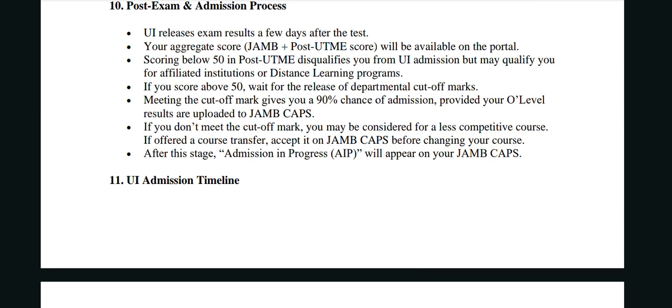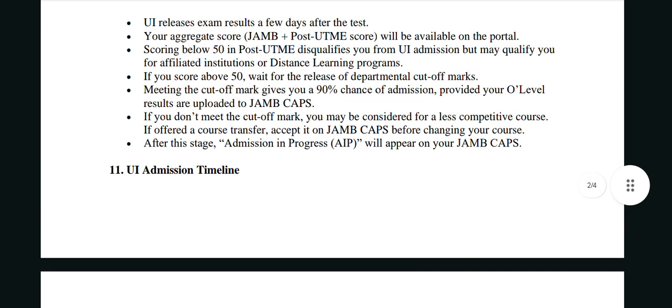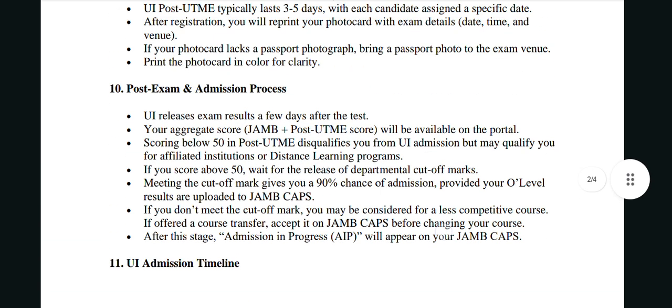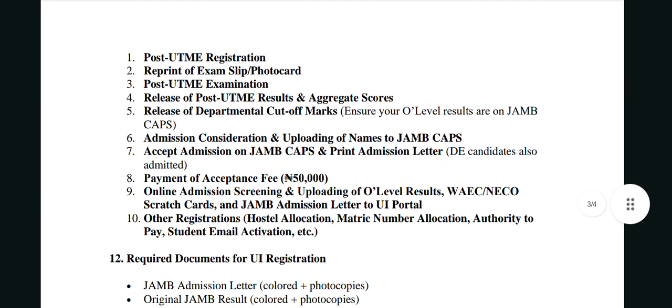So after this stage, you see admission in process that will appear in your JAMB CAPS. You can accept admission afterwards. And the same thing applies to direct entry candidates as well. After the release of post-UTME results, after the release of departmental cutoff marks, every person will be seeing admission in process as well. So this is the timeline for admission. This is how it goes.